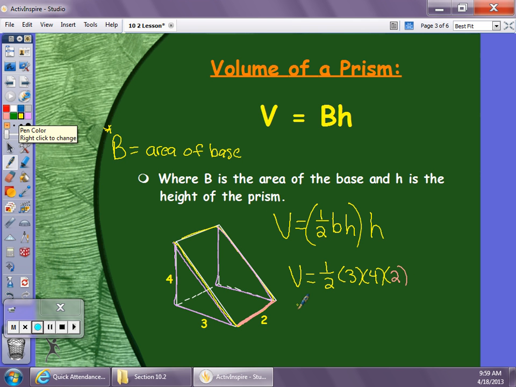So the volume of this triangular prism is going to be 1/2 of 3 times 4 times 2, which is 24, and 1/2 of 24 leaves us with 12. So our volume is 12 units cubed.